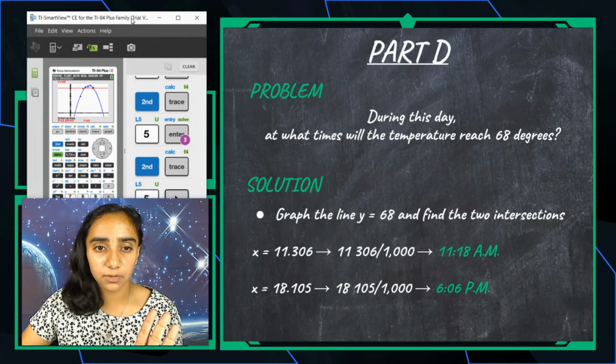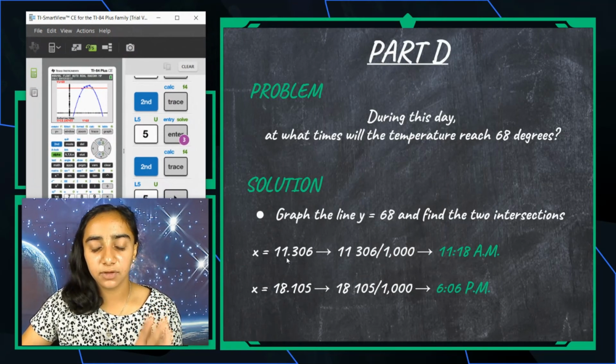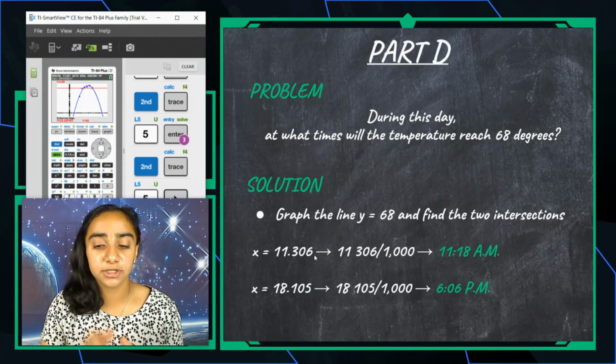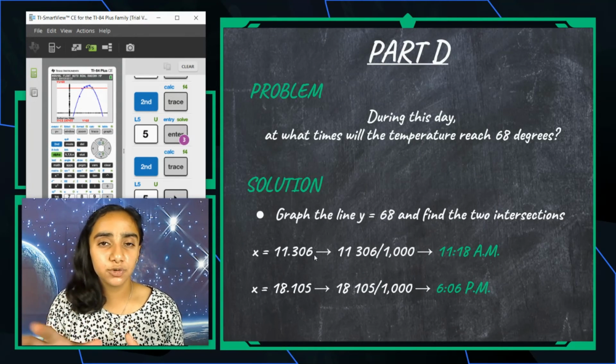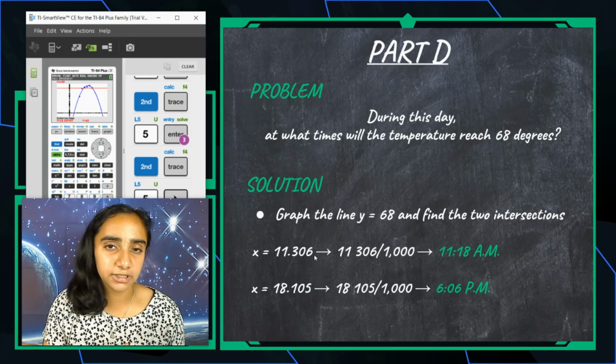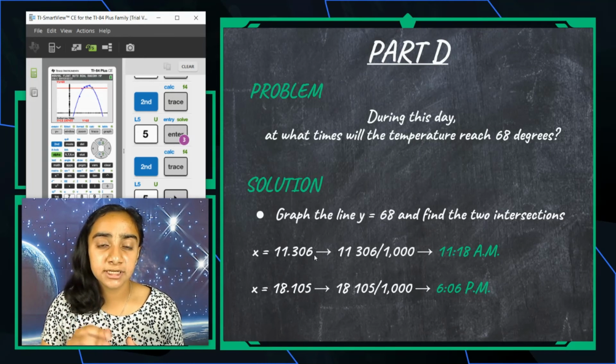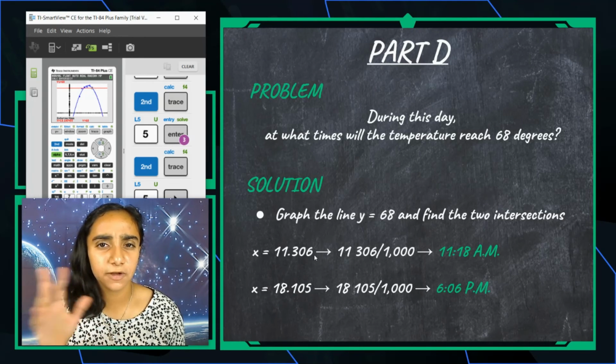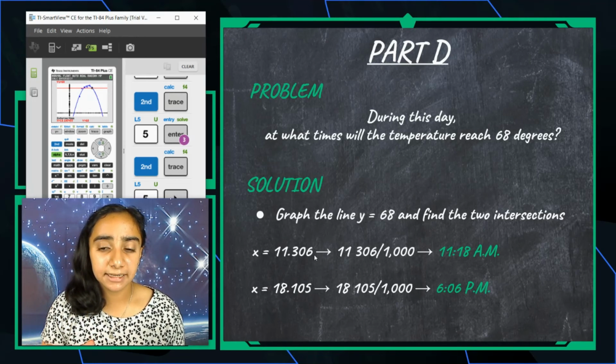Just jot down the 2 x values, and then we have the first one, 11.306. I rewrote that as 11 and 306 over 1,000. You can do the ratio yourself. I skipped that step because I already explained it on the last slide. 306 over 1,000 equals x over 60, and you find that x is about 17 and a decimal, which rounds up to 18. So we get the minute 18, and 11 is just 11 a.m., 11 hours from midnight. So your first answer would be 11:18 a.m. That's the first time the temperature is 68 degrees.